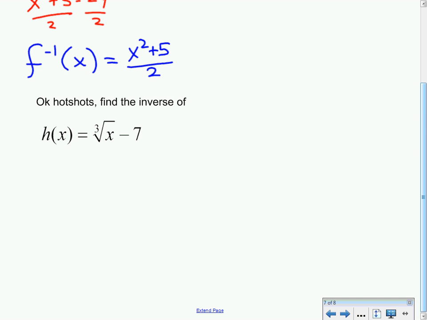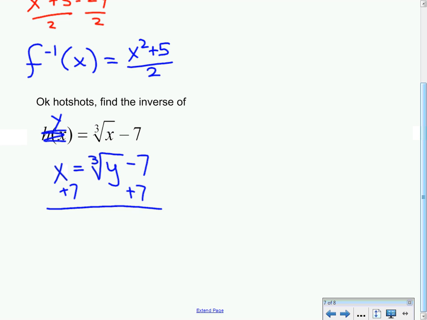Really not too much harder, though. I'm going to change h of x, doesn't really matter what the name of it is. I'm going to change it to y, and then I'm going to switch my x and y's. So we get the cube root. I don't do a lot of work with the cube root, but let's try this out. So the first thing I want to do is add the 7, because that 7 is not underneath the old hat of the cube root. So that's a separate function, a separate operation. We'll take care of that first.